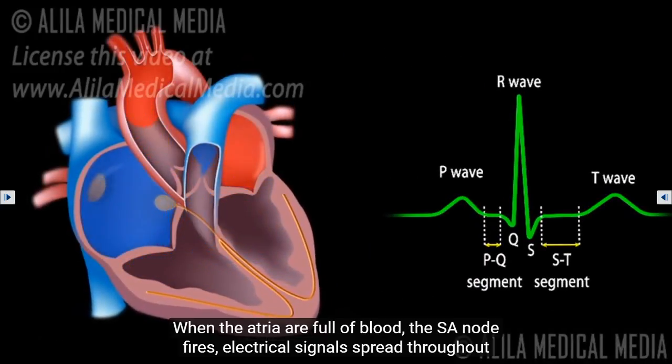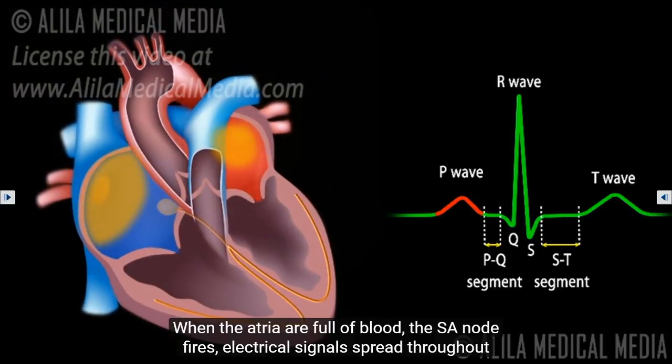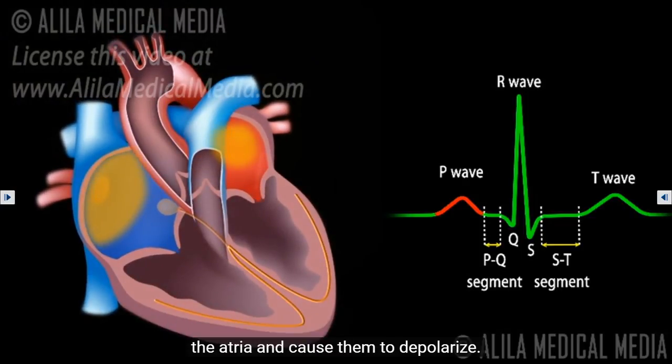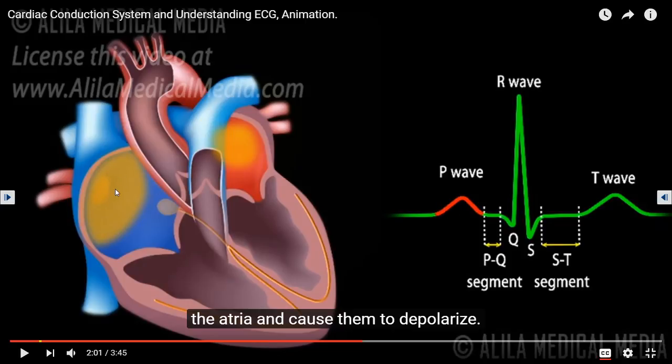When the atria are full of blood, the SA node fires. Electrical signals spread throughout the atria and cause them to depolarize. So when the atria depolarize, that is shown here in that P wave. It went pretty fast, but that's what you saw here. So when the SA node is stimulated and it causes that action potential, it causes contraction of the atria, you see that as the P wave.